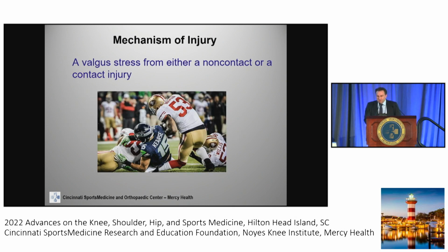The most common mechanism of injury includes a valgus stress from either a non-contact or a contact injury. Oftentimes there's a rotational component to this as well.